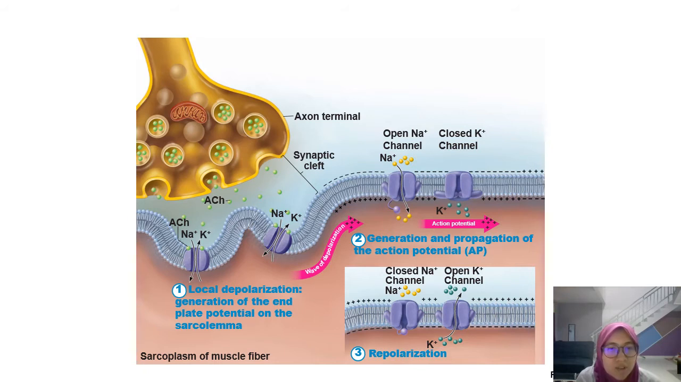Depolarization means generation of the end plate potential on the sarcolemma. End plate means at the end of the muscle, we call it the end plate. Sarcolemma is the outer layer of the muscle. So the depolarization has a wave, coming from here to here. And the generation and propagation of the action potential begins.